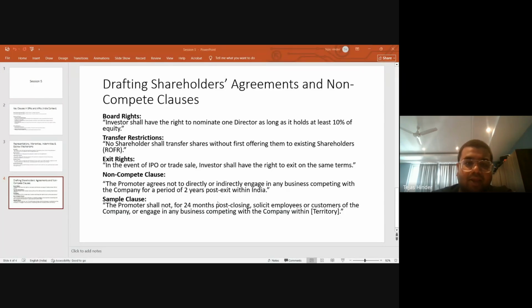Okay, coming back to our topic, the third topic for today, which is drafting shareholders agreements and non-compete clauses. So, what is the purpose of a shareholders agreement? A shareholders agreement governs the rights, obligations, and inter se arrangements among shareholders, supplementing the articles of association of a company.